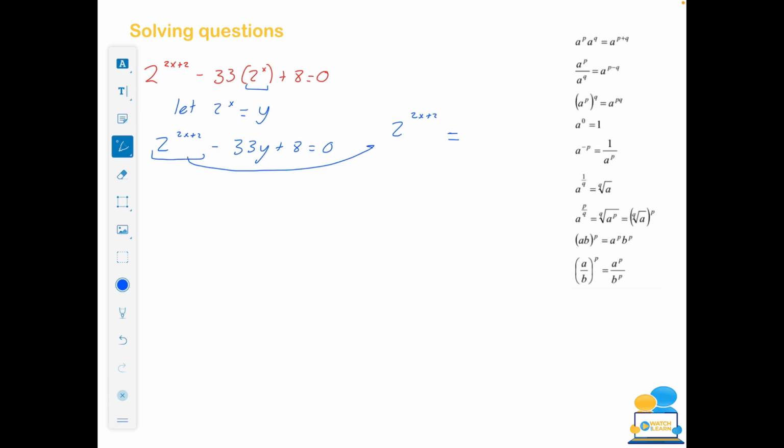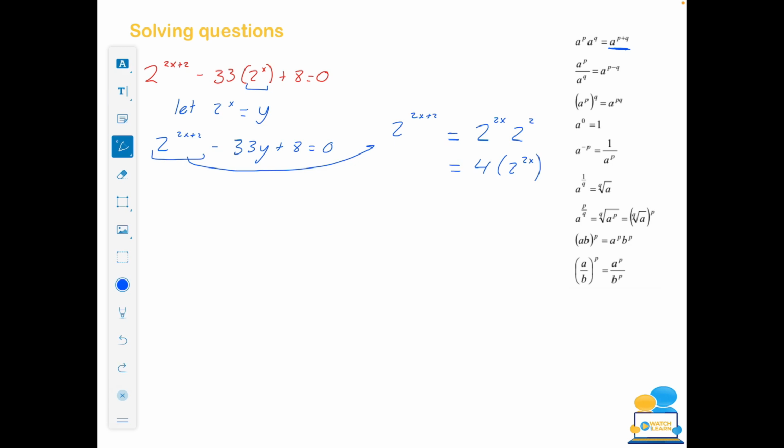Now really what we're going to do here is use some of our laws, and we're going to use them backwards. Right now we have something that looks like this: a base with powers being added together. So we're going to go backwards and split it up. We're going to say that this is the same as 2 to the power of 2x multiplied by 2 to the power of 2. Now, that's the same as 2 to the power of 2, which is 4, multiplied by 2 to the power of 2x.